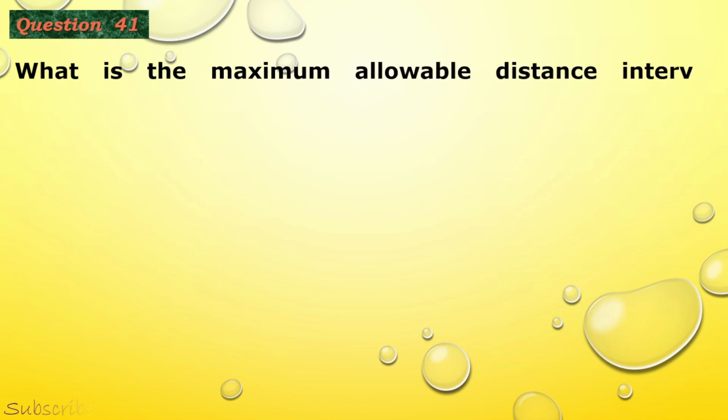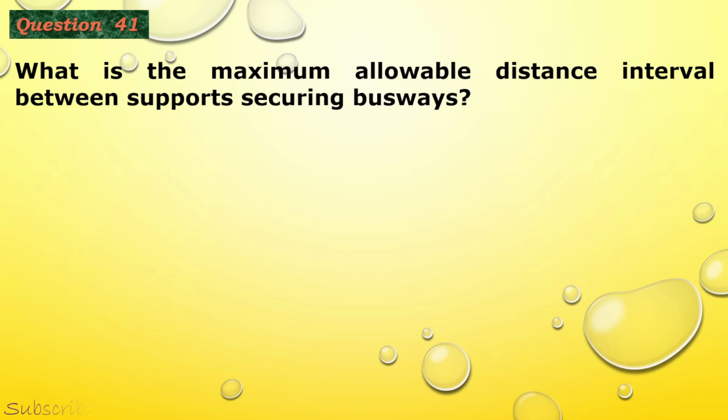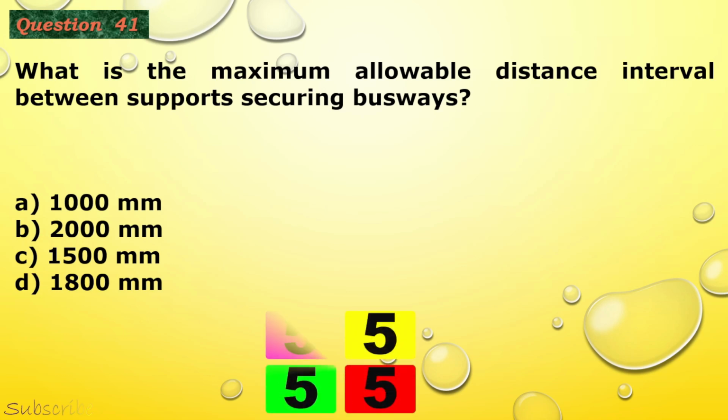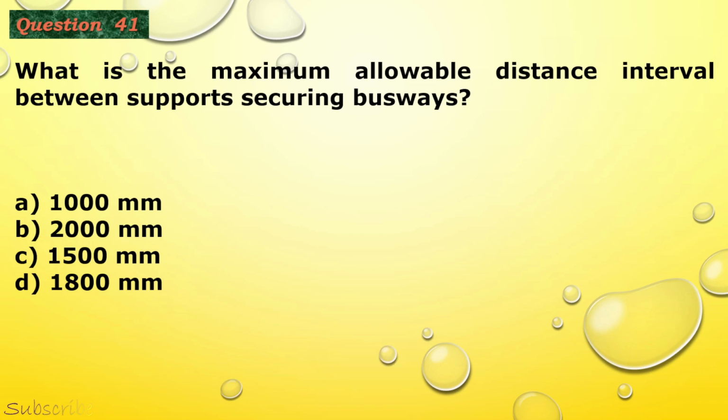Question number 41. What is the maximum allowable distance interval between supports securing busways? A. 1000 mm. B. 2000 mm. C. 1500 mm. D. 1800 mm. The correct answer is letter C, 1500 millimeters.